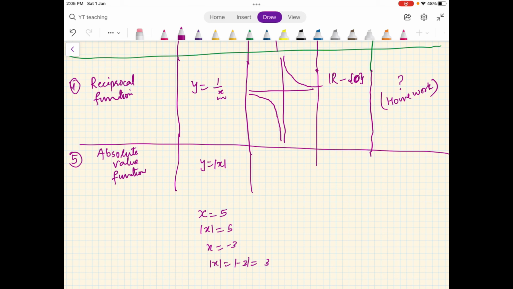If you try to plot the graph, it is something like this. The domain is all values of x. And what is the range? The range is just the positive values, so y greater than or equal to 0.